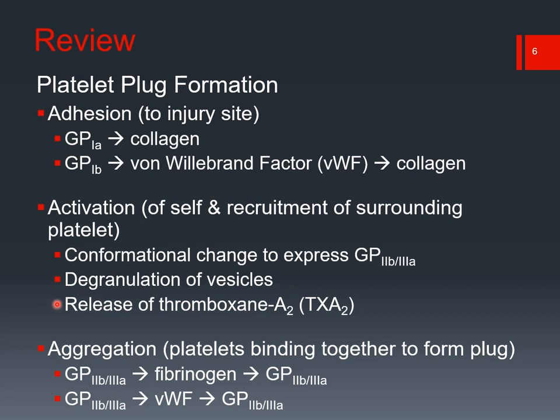Once we have a couple or more activated platelets, we can begin aggregation. So as I mentioned, GP2B3A receptors are abundantly available on the surface of an active platelet. These GP2B3A receptors can bind to fibrinogen or von Willebrand factor, thereby binding to a neighboring platelet's GP2B3A receptor and aggregating these two platelets together. So we have GP2B3A receptors binding to fibrinogen and then binding to a neighboring platelet's GP2B3A receptor, causing those platelets to come together in aggregation. So they're coming closely together to form a plug.